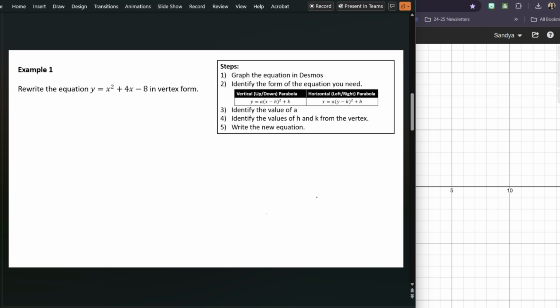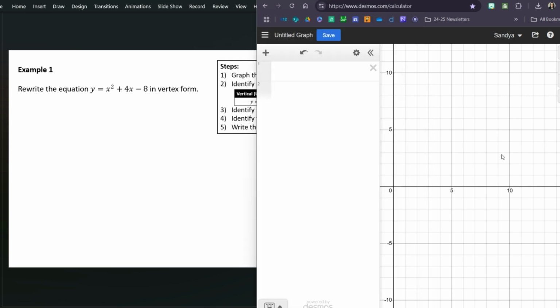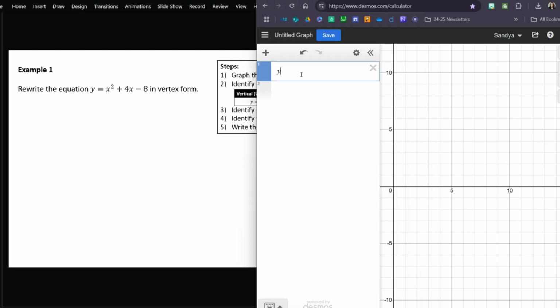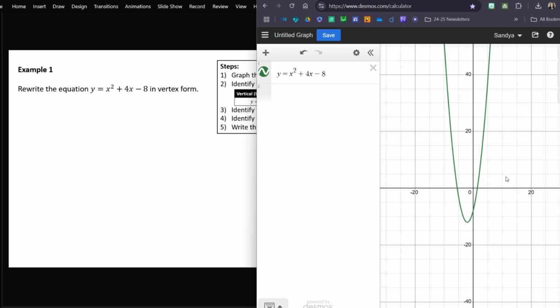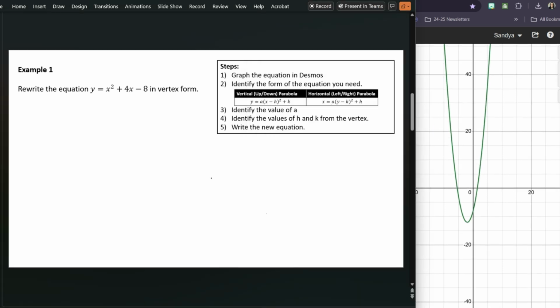So let's start off with this example. We have y equals x squared plus 4x minus 8. I'm going to start off by typing this equation into Desmos. And you can see here I have a parabola that opens up, so I have a vertical parabola. That means I'm going to use y equals a times (x minus h) squared plus k. So I just need to now identify the values of a, h, and k.